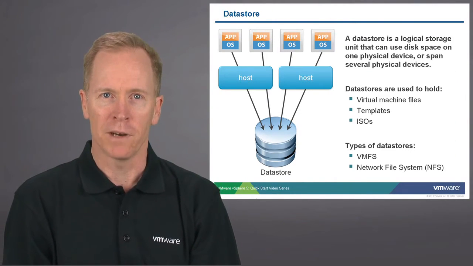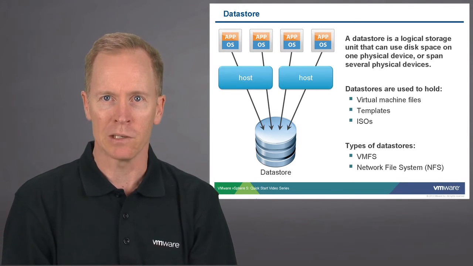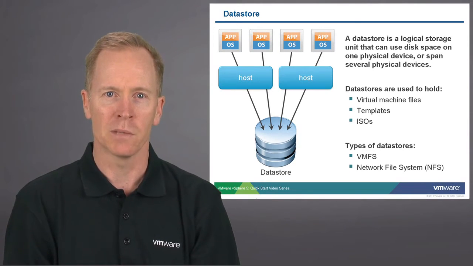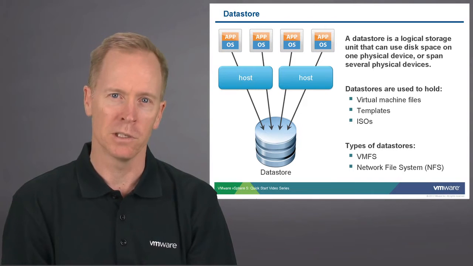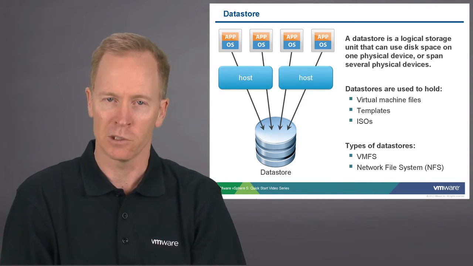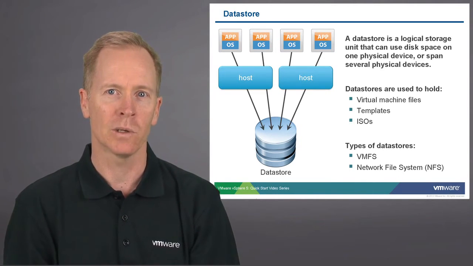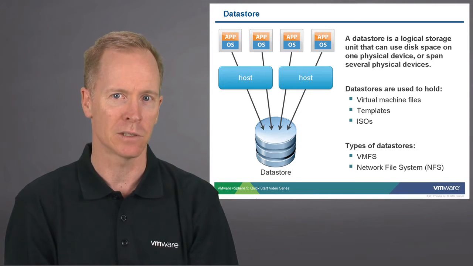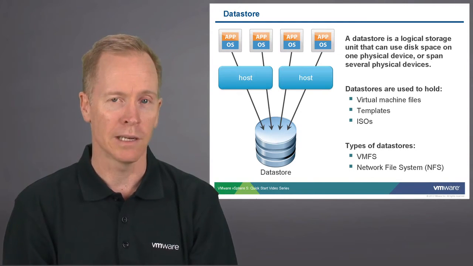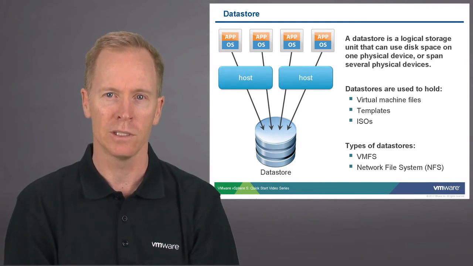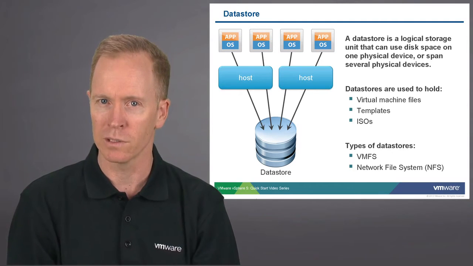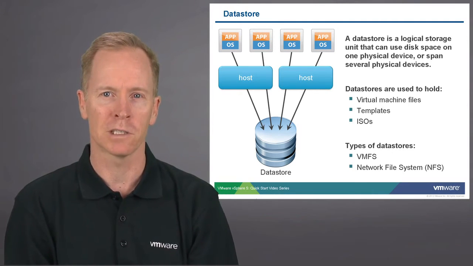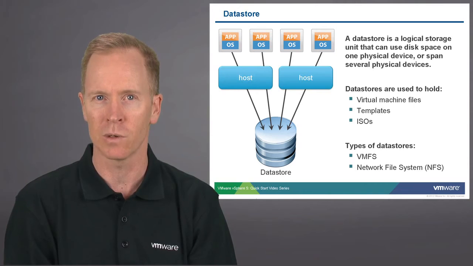In VMware vSphere, there's a concept of something called a data store. A data store is a place where we can store files. For instance, our virtual machine files are stored in data stores. We can also store templates and ISOs in data stores. There are two types of data stores, VMFS data stores and NFS data stores. In this particular segment, we're going to focus on VMFS data stores.